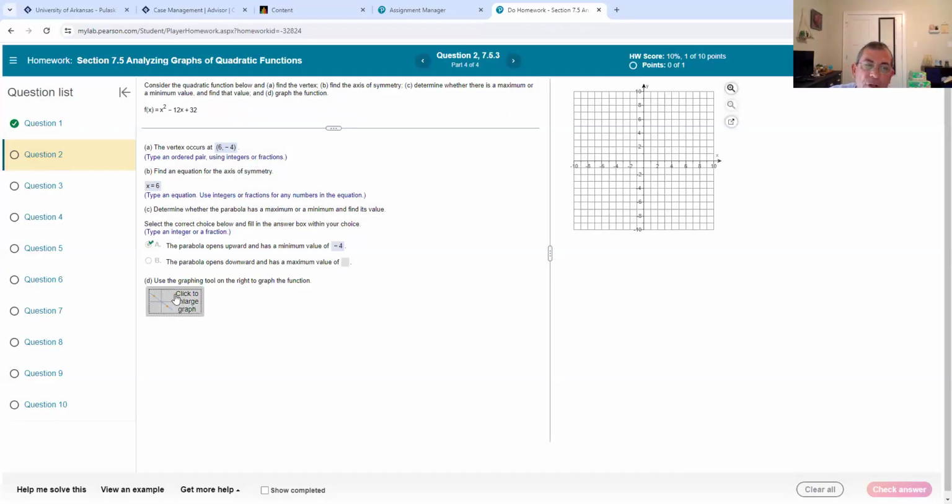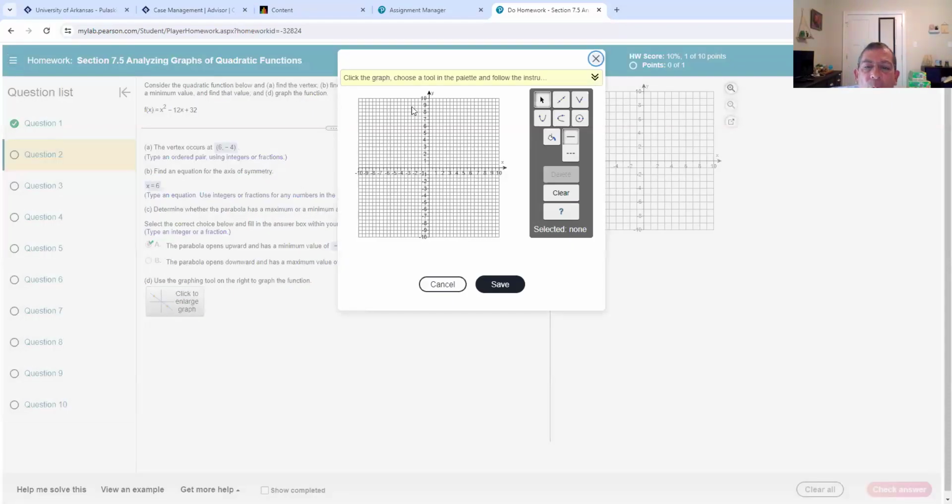So I'm going to click to enlarge the graph. We're going to pick the U-shaped vertical parabola tool. Now y'all notice, this just has 2 dots on it. So technically in MathLab, I don't need all 3 points. I just need my vertex and one other point. And if you look in the yellow, it says click the graph to plot the vertex. Okay. So we're going to go right to 6 and then down to negative 4.